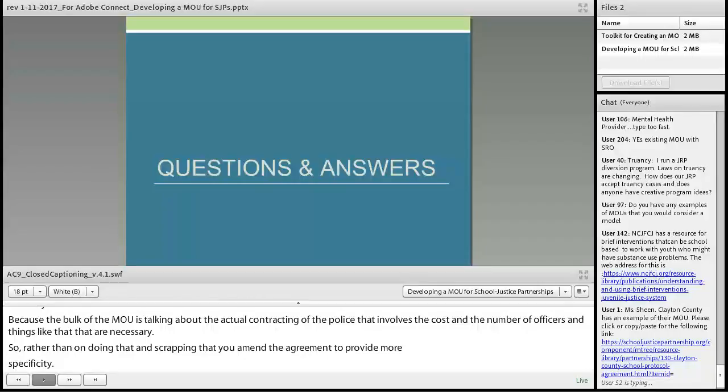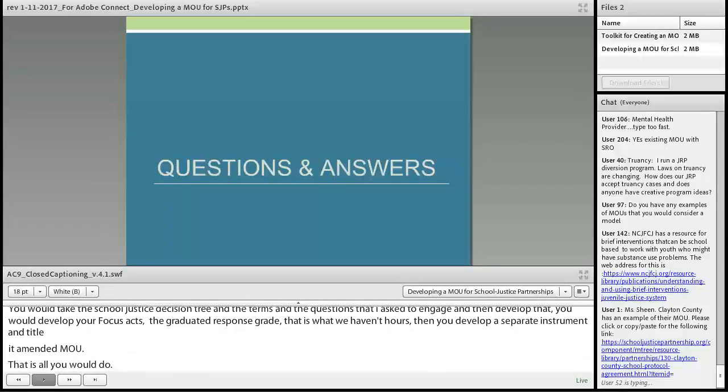You would develop your focus acts, your alternatives. A graduated response grid, for example, is what we have in ours. We have a graduated response grid. And then you would develop a separate instrument, but you would title it amended MOU. That's all you would do. And at the end of that, you would say that this MOU hereby incorporates any and all language of the MOU dated such and such a date and is enforceable.